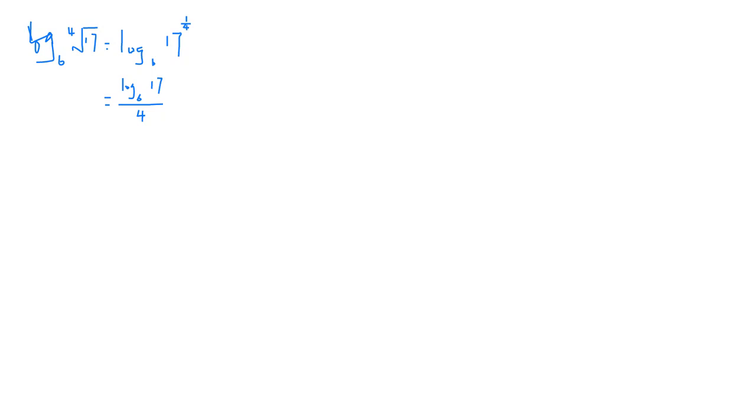So inside the log, bring down the 4. We don't have 4, what do we have here? Oh, 1/4. We bring down the quarter to be in front of the log. So we have 1/4 log base 6 of 17. Now this term you can rewrite as log, because 1 times log base 6 of 17 is log base 6 of 17 divided by 4.